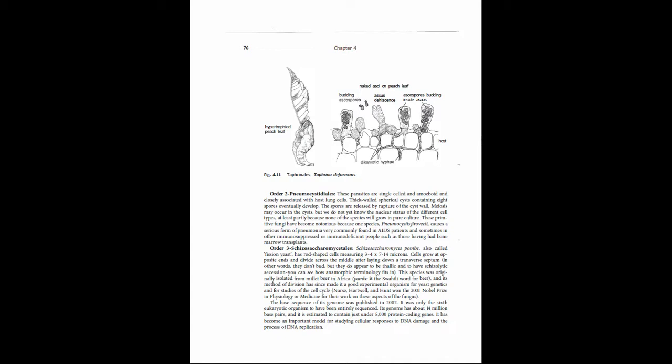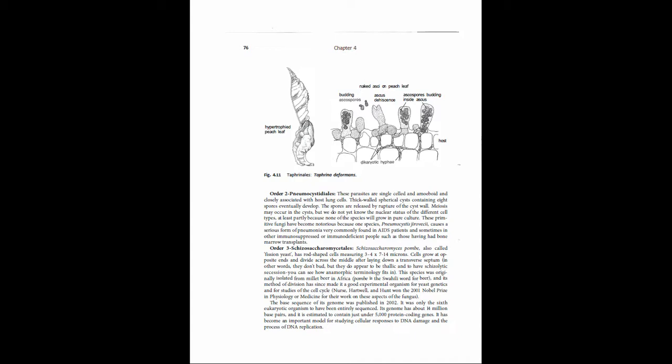The spores are released by rupture of the cyst wall. Meiosis may occur in the cysts, but we do not yet know the nuclear status of the different cell types, at least partly because none of the species will grow in pure culture. These primitive fungi have become notorious because one species, Pneumocystis jirovecii, causes a serious form of pneumonia very commonly found in AIDS patients and sometimes in other immunosuppressed or immunodeficient people such as those having had bone marrow transplants.